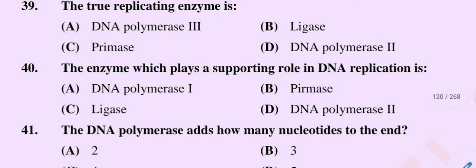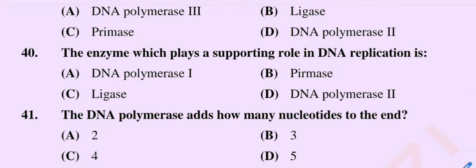Question number 40. The enzyme which plays a supporting role in DNA replication is option A DNA polymerase 1, option B primase, option C ligase, option D DNA polymerase 2. So the correct option is option A DNA polymerase 1.